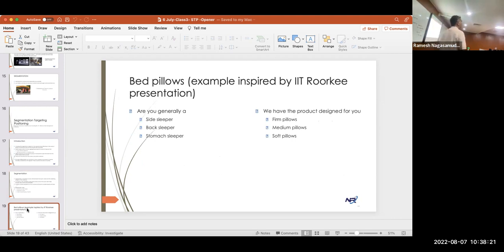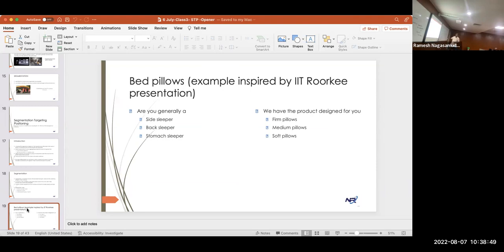One example of a very unique segmentation is, let's say, your bed pillows. So you're asking: are you a side sleeper? Are you a back sleeper? Are you a stomach sleeper? For side sleepers, we give you firm pillows. For back sleepers, we give you medium pillows. But in reality, we sleep all three ways. So you cannot overkill a product, right?